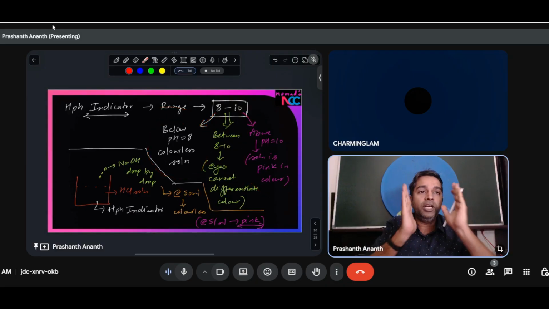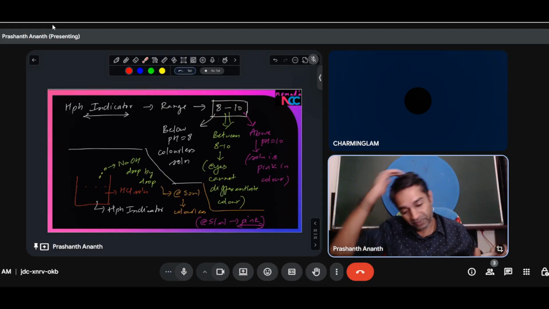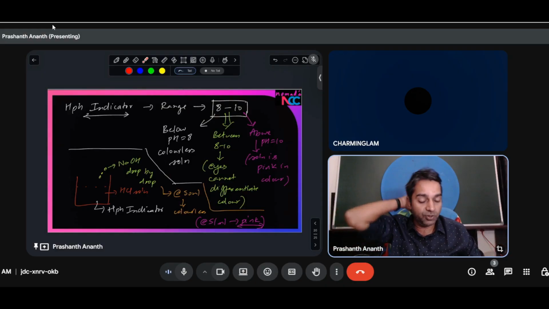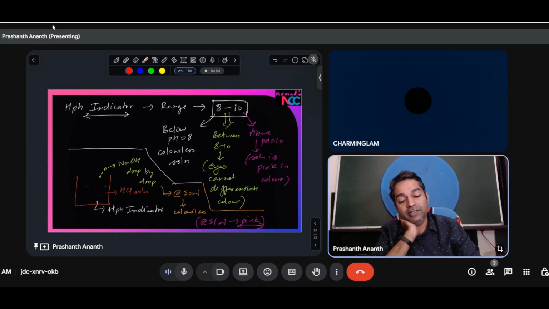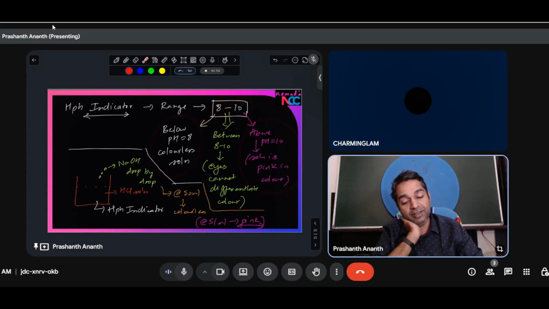So if I put 8 to 10 as the range, this side and this side it will work. The middle part it doesn't work. That is how the indicator's range actually works. Below a pH of 8, it is going to be colorless. Above a pH of 10, it is going to be pink in color in this particular case. Between this, it doesn't work.